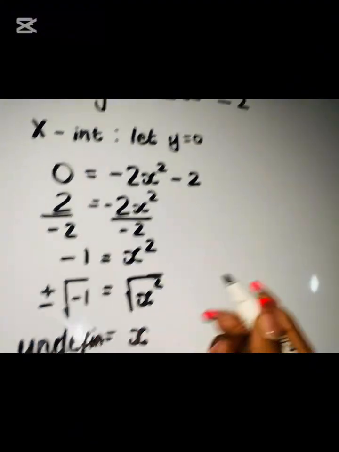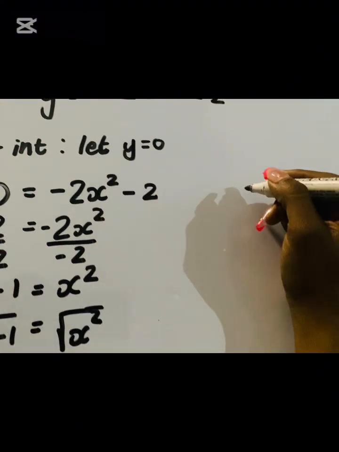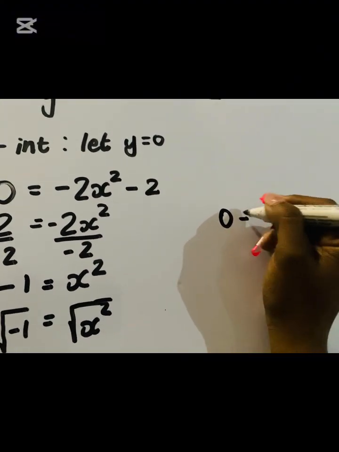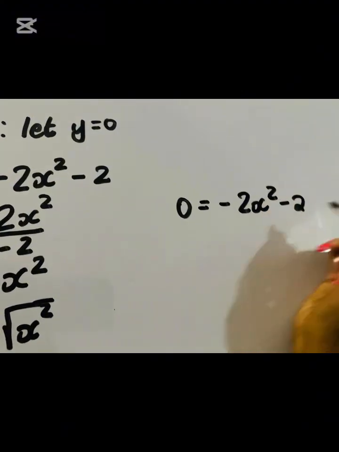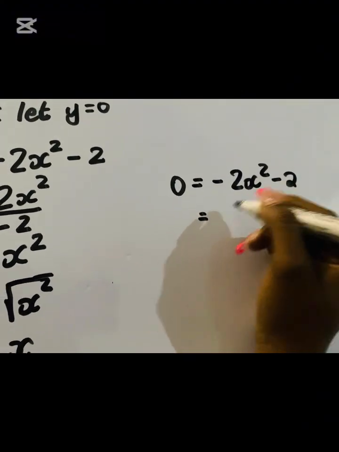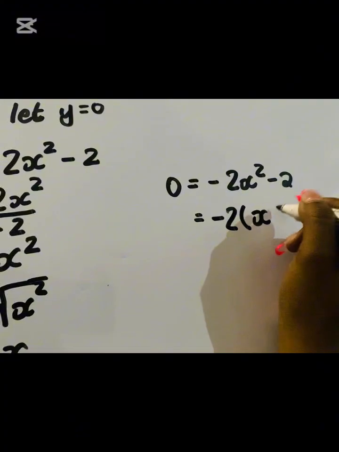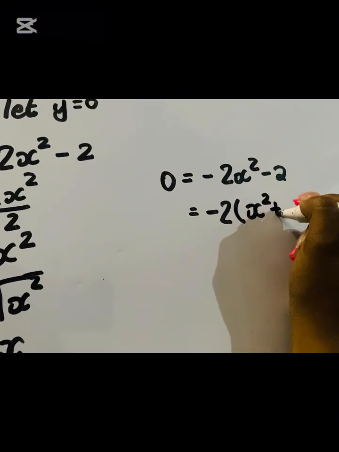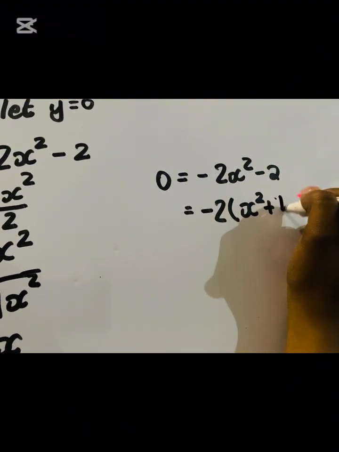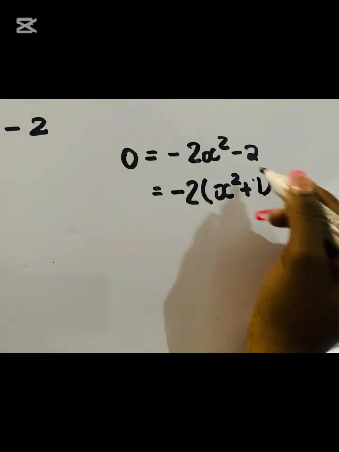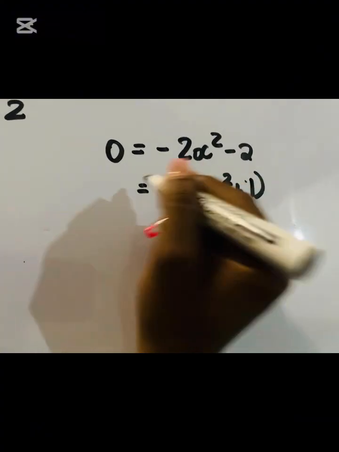Even if you wanted to factorize, now look at this. You have negative 2x squared minus 2. If you factorize and take out, let's say, negative 2 as a factor, because I don't want my x squared to have a negative, then this is going to be x squared plus 1. Now, if you look at this bracket, you cannot do difference of two squares because you have a plus here. So you cannot factorize this.